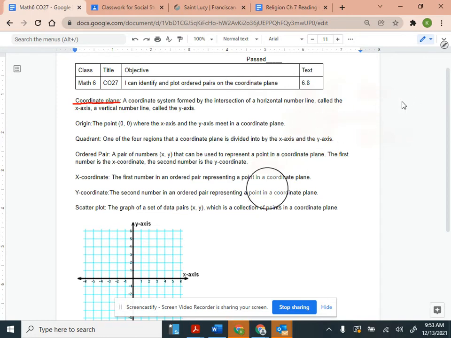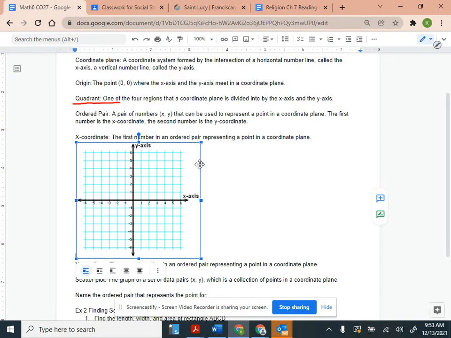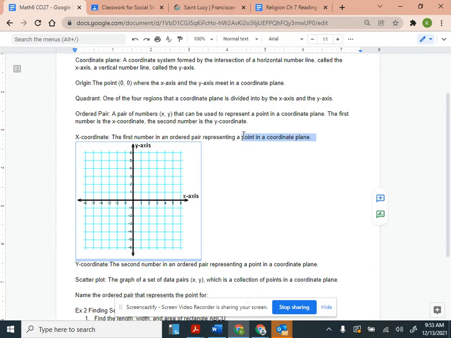All right, let's look at what else we're doing with that coordinate plane today. Let me try to scroll this up a little bit more.